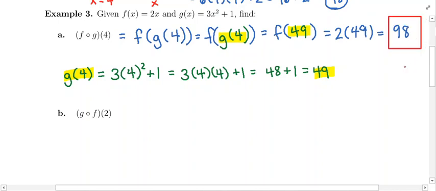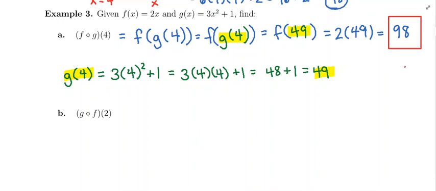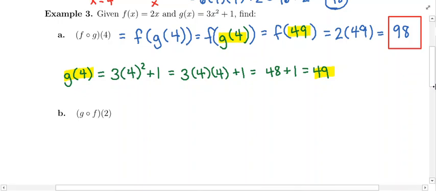You're first taking the number and plugging it into the inside function to get an output. Then you take that result and plug it into the outside function, and you're done. So let's try this method. Like I said, it's perfectly fine to find the composite function first and then plug in the number. But for parts B and C, I'm going to try this shortcut method just to give you some extra practice with it.